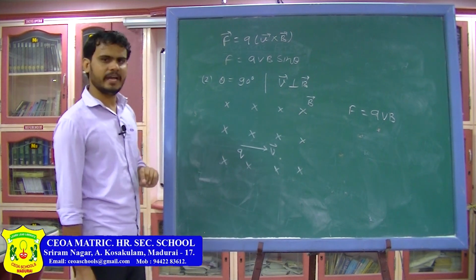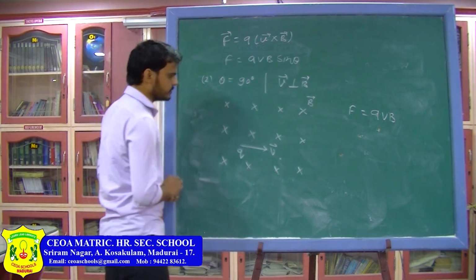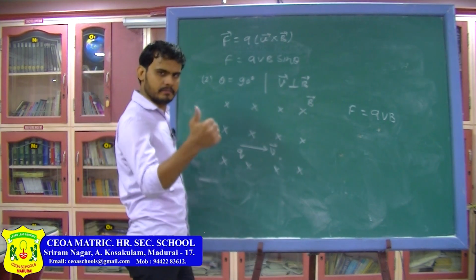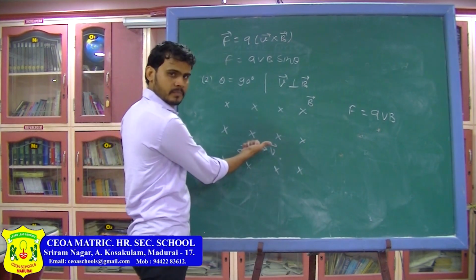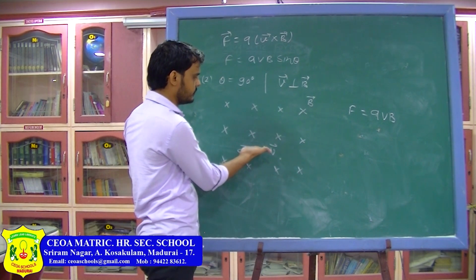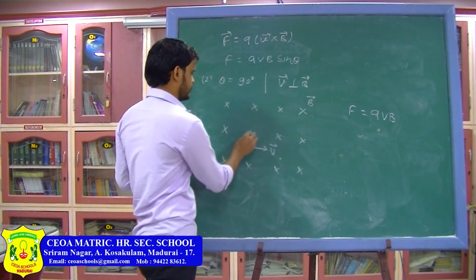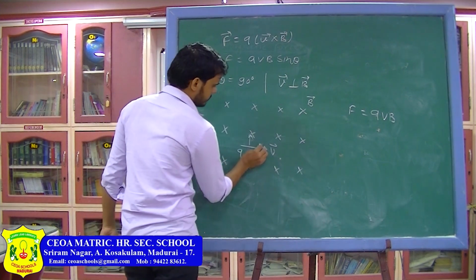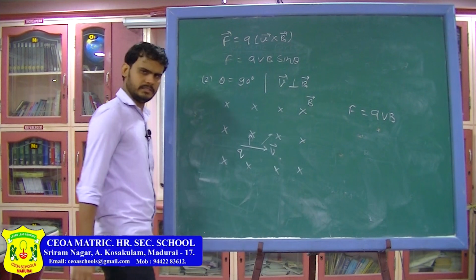Now let us find out the direction of the force. The direction of the force you can find by the right hand palm rule. In the right hand palm rule, thumb in the direction of the velocity, fingers in the direction of the magnetic field, and the palm will give you the direction of the force. So here the force will be in this direction. If the force is acting like this, after some time the velocity of the particle will become like this.